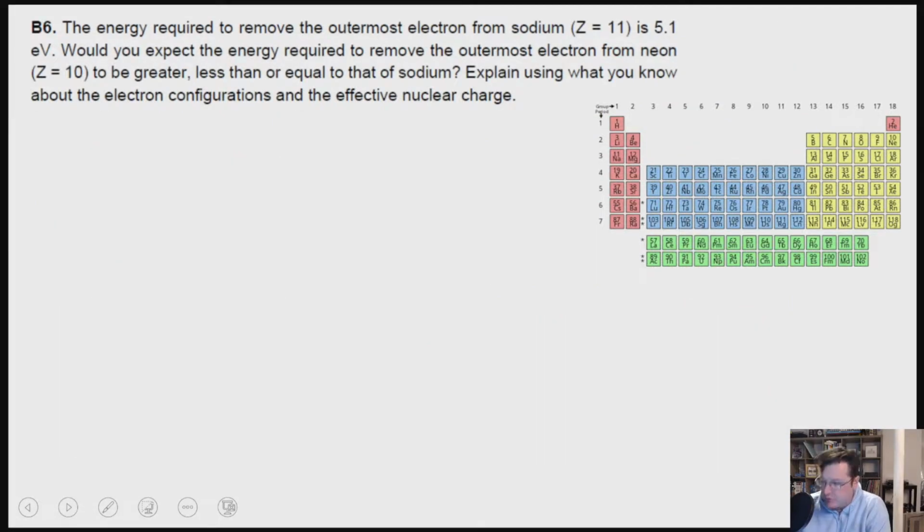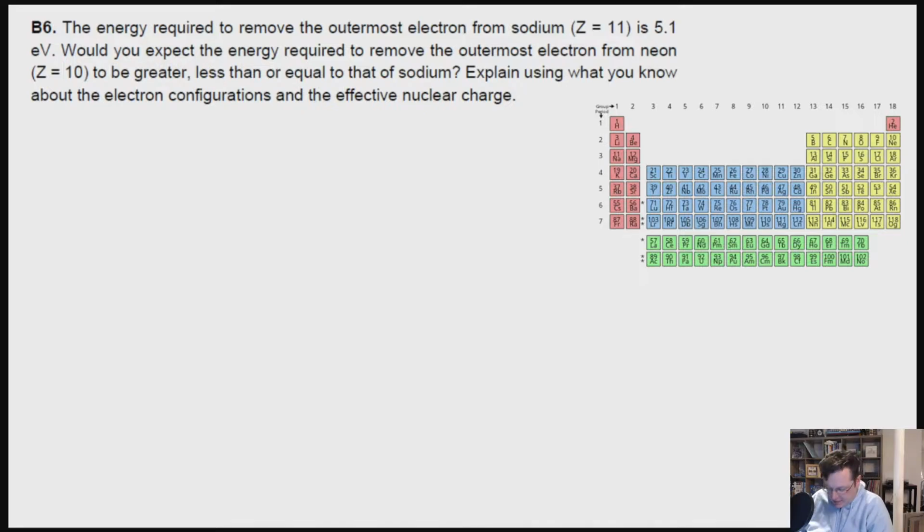B6, right? This question asks: the energy required to remove the outermost electron from sodium, Z equals 11, is 5.1 electron volts. Would you expect the energy required to remove the outermost electron from neon, Z equals 10, to be greater, less than, or equal to that of sodium? Explain using what you know about the electron configurations and the effective nuclear charge.